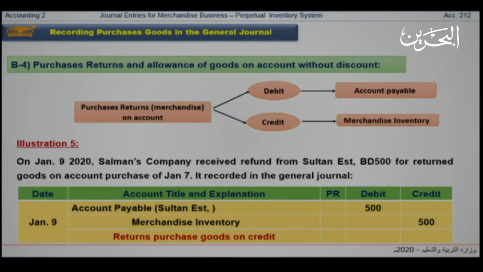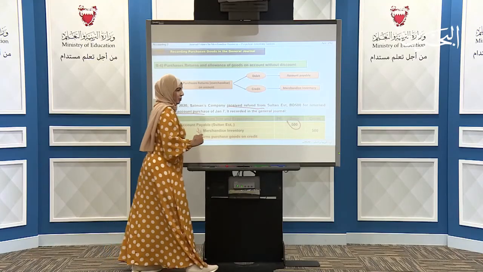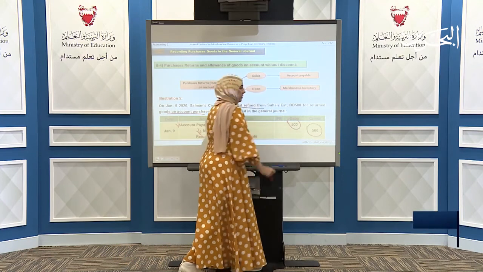Moving to the purchase return and allowance for goods on account without discount also. Salman Company received a refund from Sultan with an amount of 500 for returned goods on account. When I have returned goods that I purchased before, but on account, my liability will decrease. And I will put the figure on the debit side to decrease my liability, which is the accounts payable. Also, my inventory will decrease and it will affect the credit side with 500.